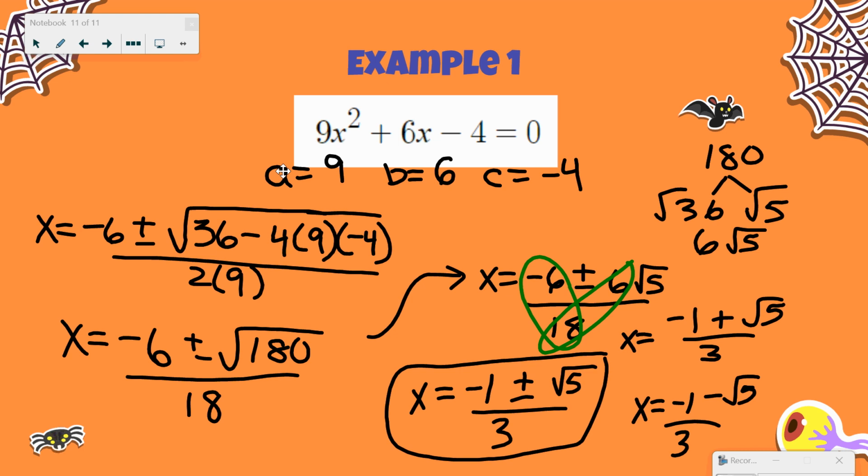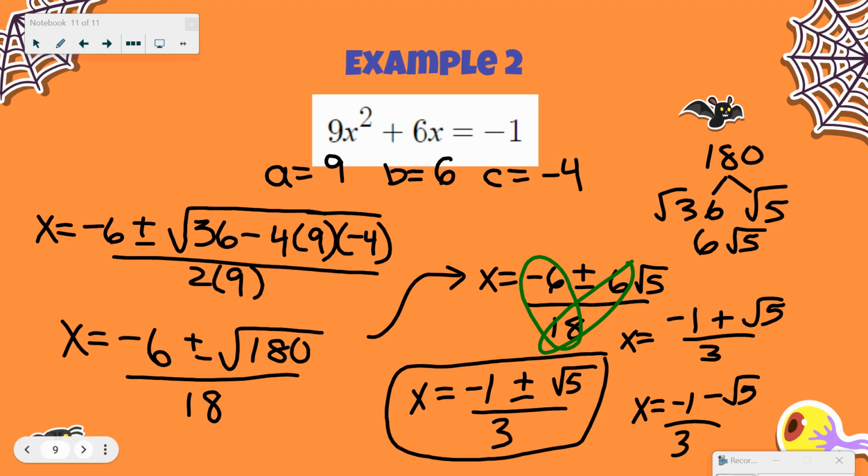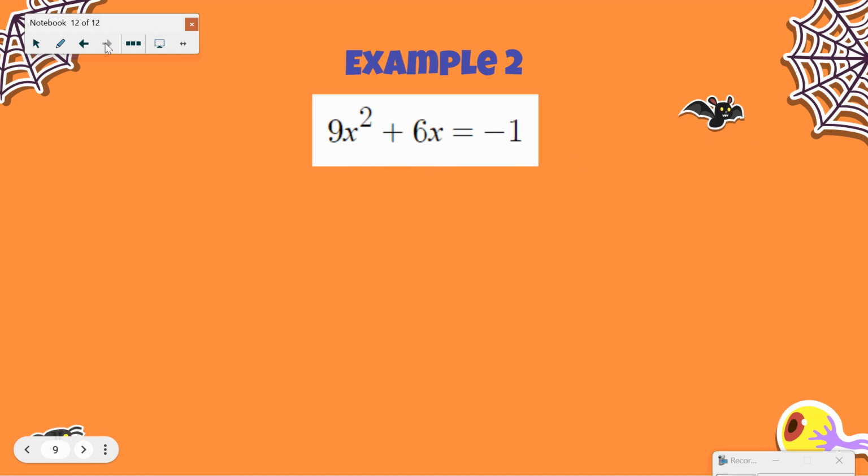What other questions do you guys have from here? Okay, let's go to our next example. Take a second, jot this down, and then see what you're noticing here first.